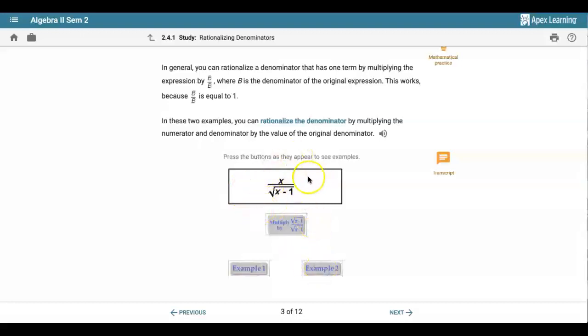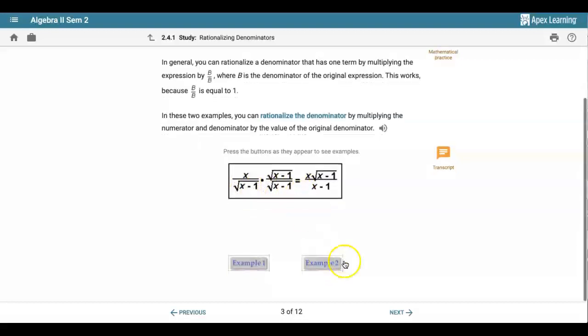Another example here. Same thing: the entire thing is under the radical symbol, so you have to multiply by the entire radical. You're going to multiply the numerator and denominator by square root of x minus 1, and I'm going to calculate that out. Hopefully not too difficult; you're just doing some basic multiplication here at this point, and realizing that when I multiply two radicals together, it gets rid of that radical symbol as long as it's the same value.